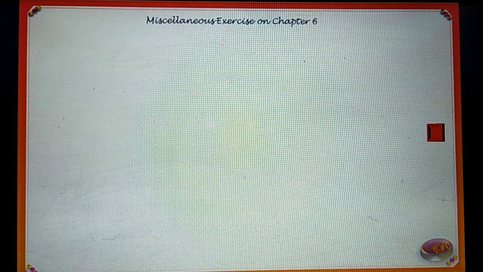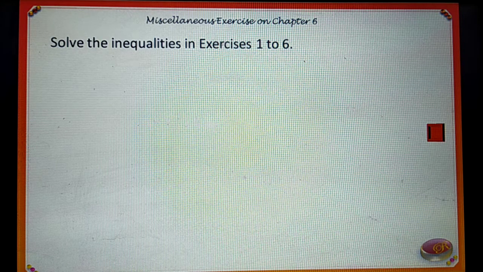Miscellaneous exercise on chapter 6. Solve the inequalities in exercise 1 to 6. Number 1. 2 is less than or equal to 3x minus 4 is less than or equal to 5.